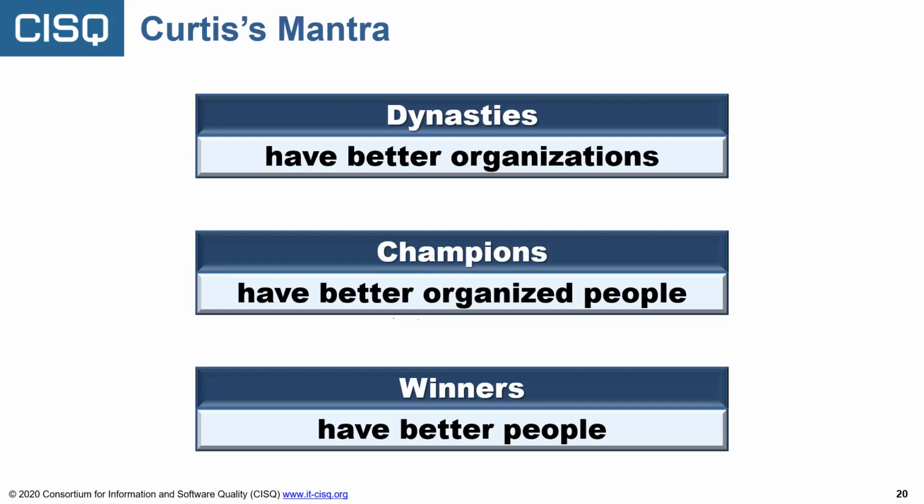Winners have better people. Champions have better organized people. Dynasties have better organizations. And that really is the kind of progression that we hope to see in a maturity model environment, when people are serious about adopting this, not for compliance, but for results, for becoming a relentless competitor.